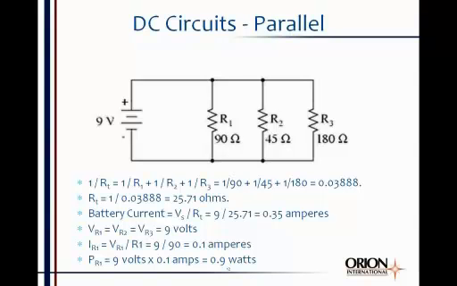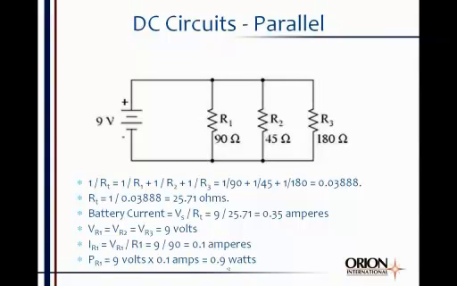Okay, so 1 over the total resistance equals 1 over R1, 1/90th, plus 1 over R2, 1/45th, plus 1 over R3 is equal to 0.03888. Now that's 1 over RT. So to solve that equation for RT, I need to take 1 over that value. 1 over 0.03888 equals 25.71 ohms. That's the total resistance as seen by the 9-volt battery. I could replace R1, R2, and R3 with a resistor of 25.71 ohms, and the battery wouldn't know the difference.